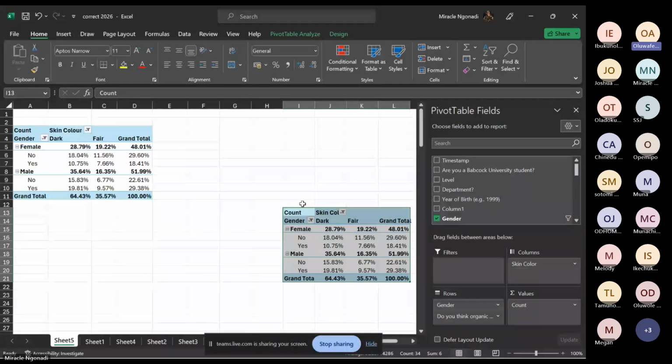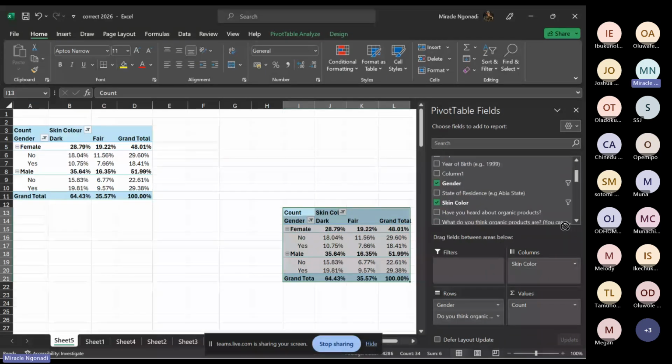Please take gender out from rows. Yes, good. You know how you dragged the other things out. So take all of this gender and everything out. Leave only that count alone. Or should I just unclick it? No, don't unclick. Just drag them out.